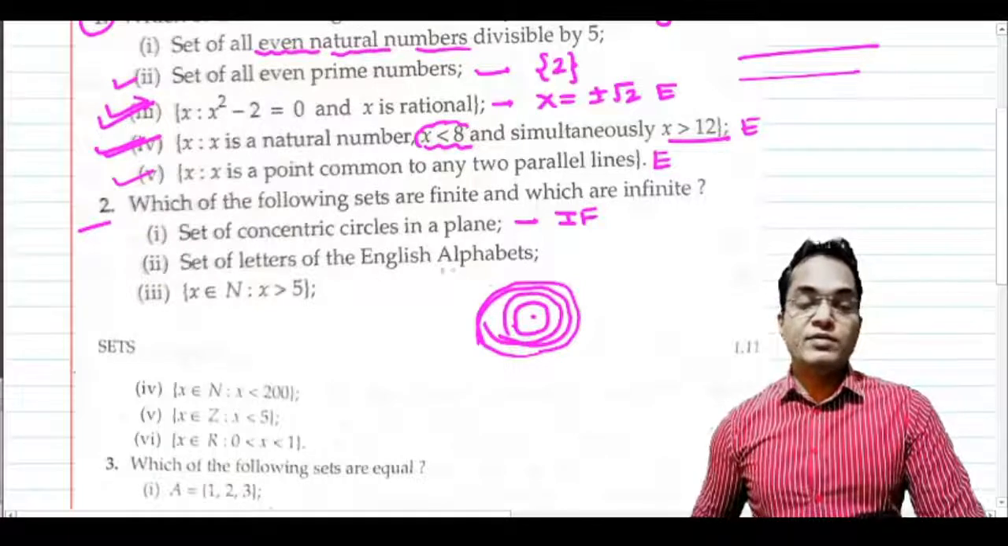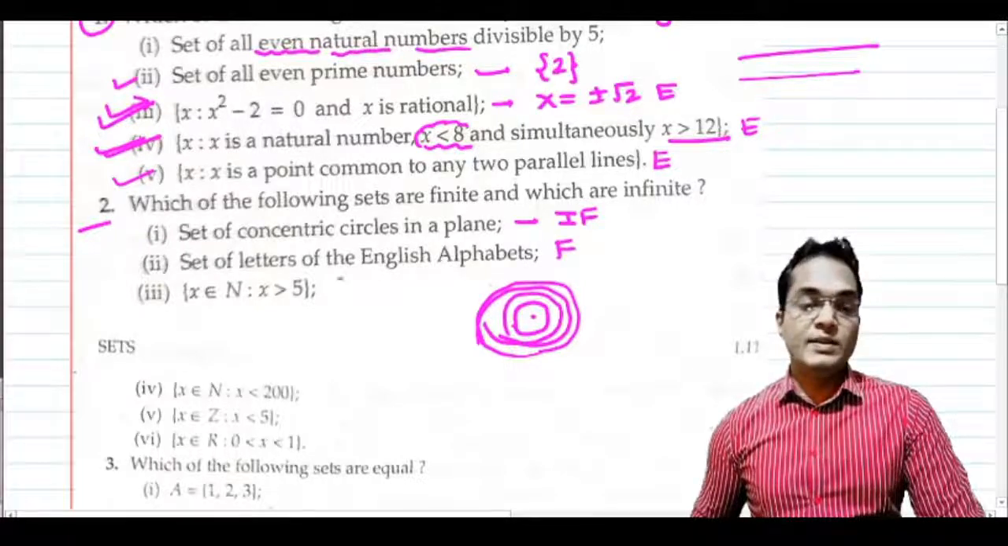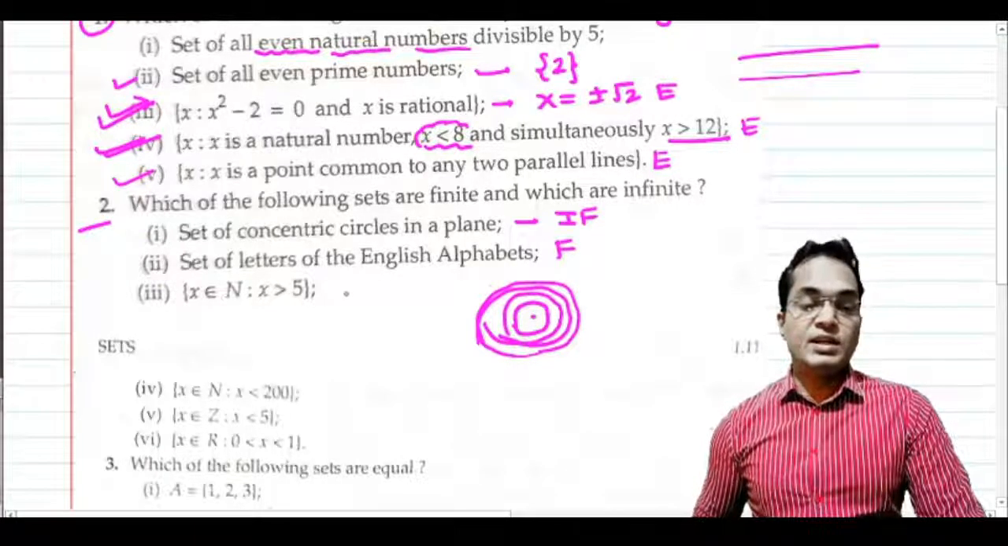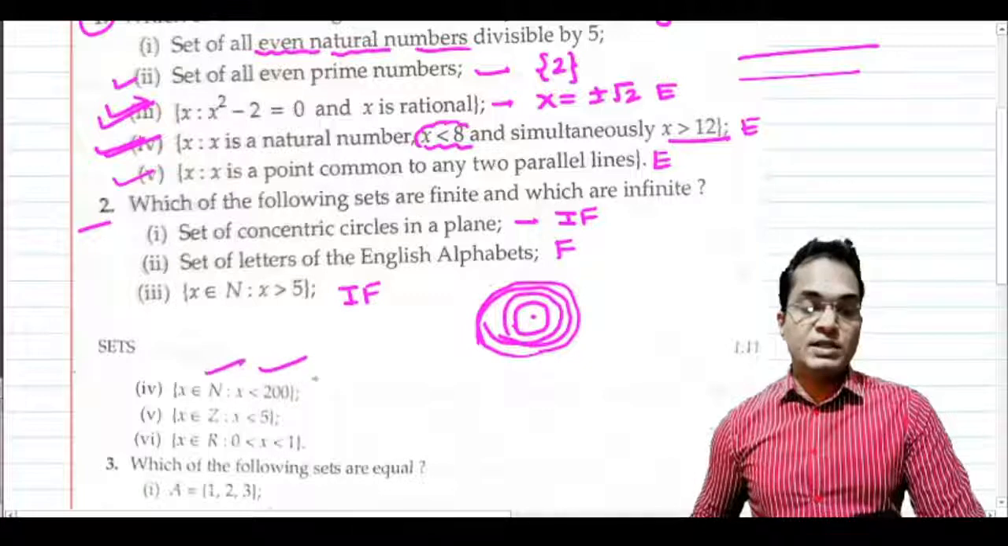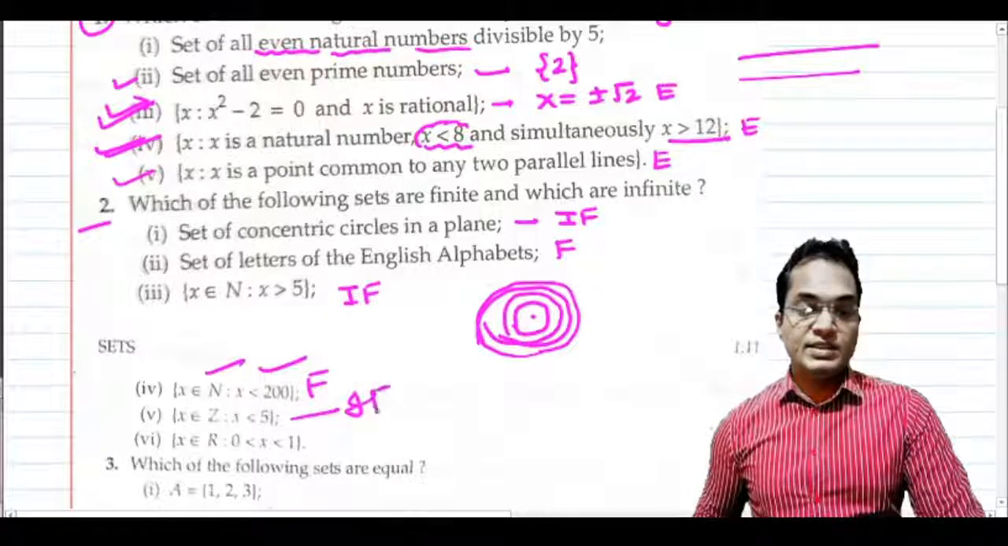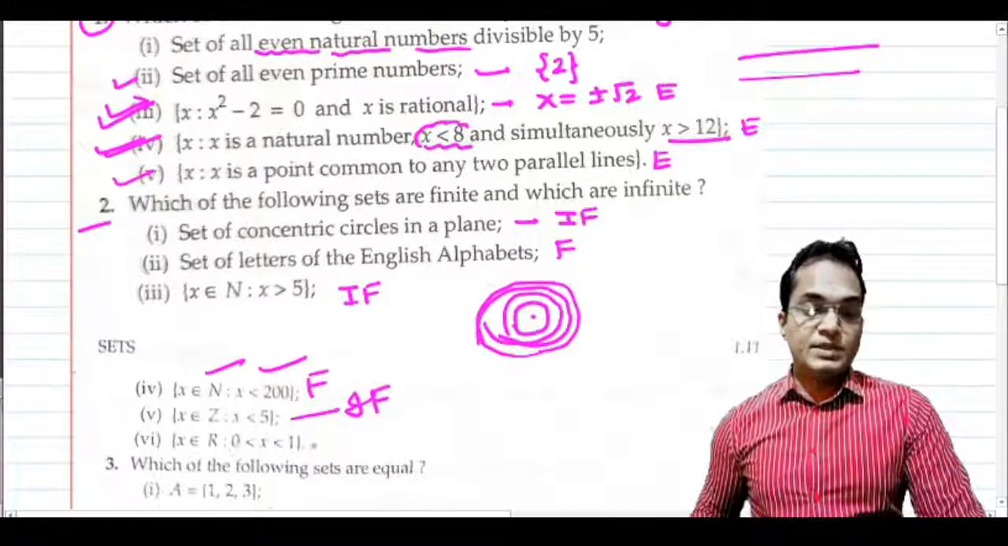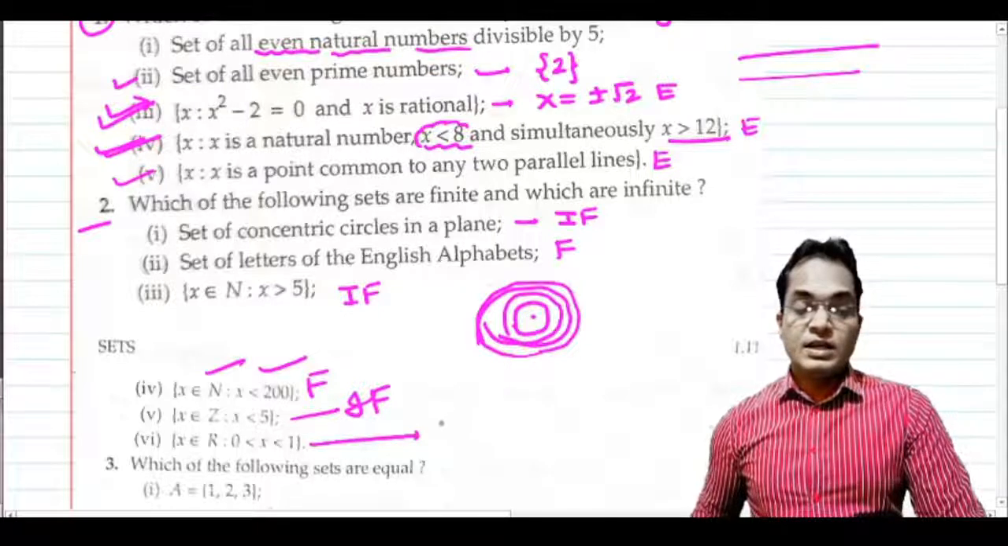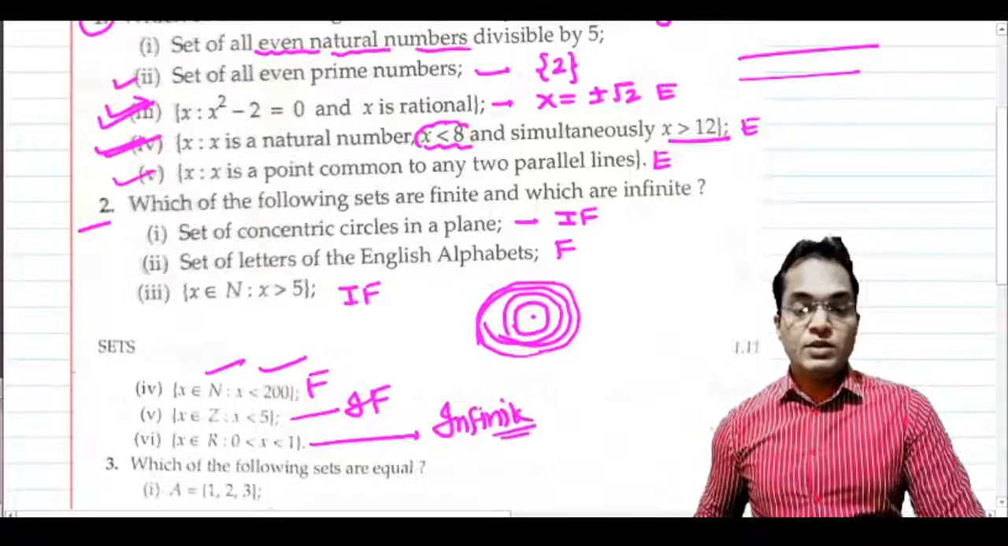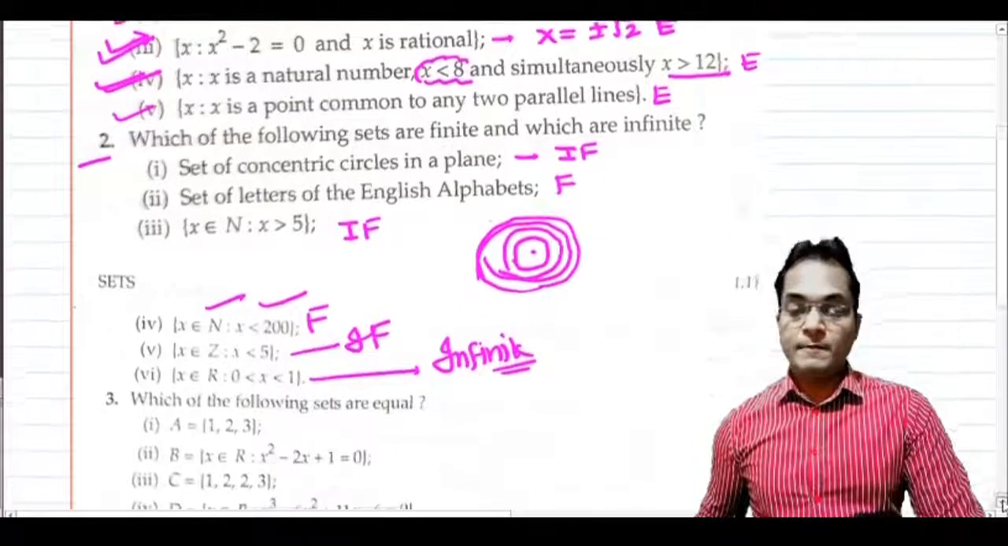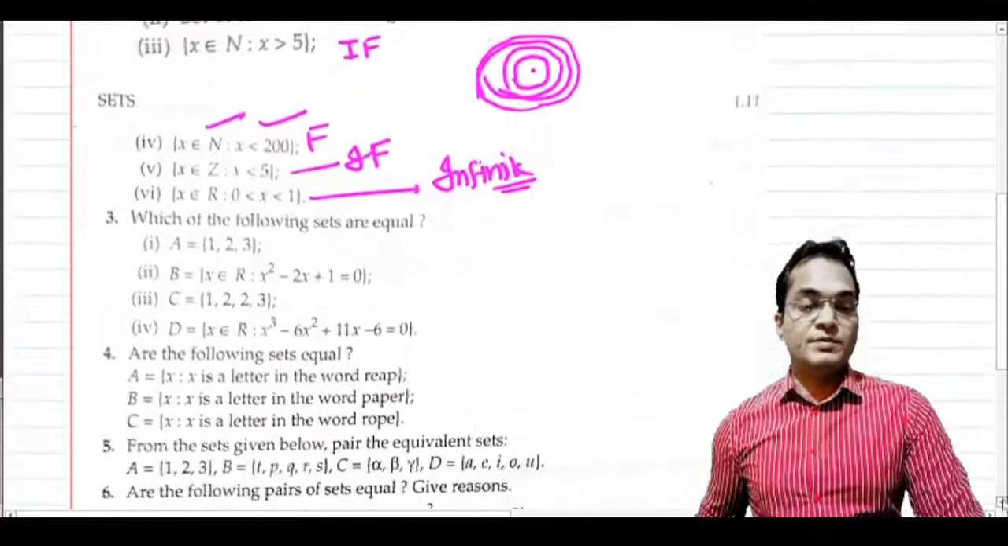The set of letters of the English alphabet is a finite set, and the natural numbers greater than 5 form an infinite set. The set of x less than 200 where x belongs to natural numbers is a finite set. x belongs to integer and x less than 5 is an infinite set. And between 0 and 1 there are infinitely many real numbers, that's why it is also an infinite set. Got it?